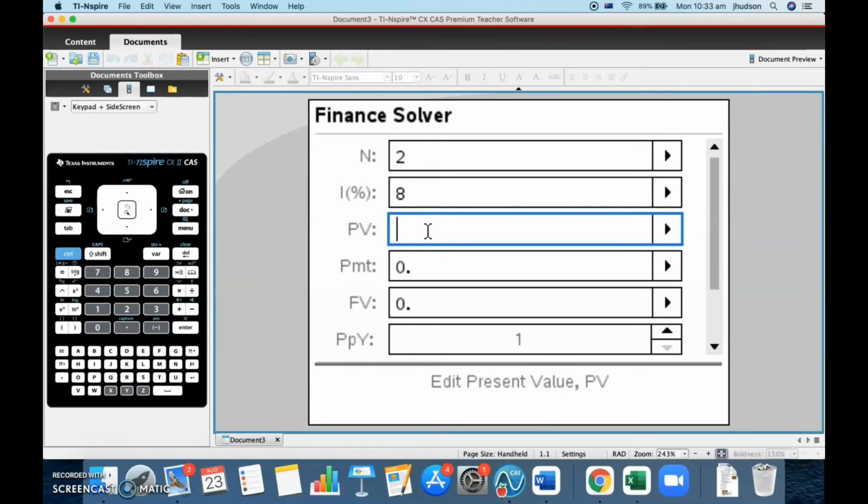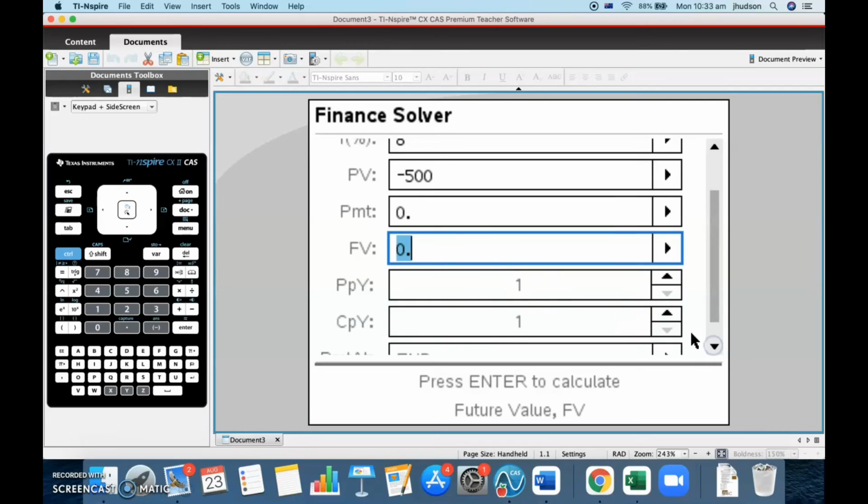Now we had $500 in our hand and we're making that investment, so that $500 is no longer in our hand anymore. We'd be putting $500 into it, so minus $500 from our hand. This is always going to be 0. Future value is what we're trying to find out. For these two, it didn't say anything about compounding monthly or quarterly, so we leave it at 1.